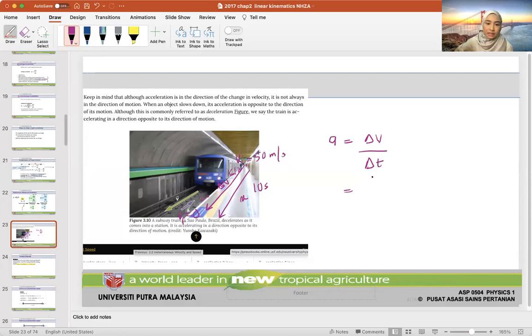Anyone wants to try? Salah tak apa, macam biasalah. Salah tak apa, kita belajar sama-sama. Anyone wants to try? What is the equation for this train? 0 minus 50 over 10 second.